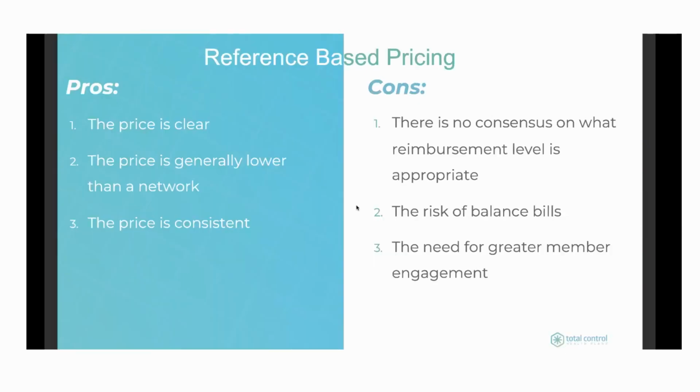Let's talk about the pros and cons. So the pro is price is clear. We know exactly what it's going to be. We're paying a multiple of Medicare, and we know what Medicare would pay. Generally, in a reference-based pricing model, the price is lower than what we're going to get through a network, and the price is consistent. It doesn't matter who we're seeing for this particular procedure, we're reimbursing X% of Medicare.